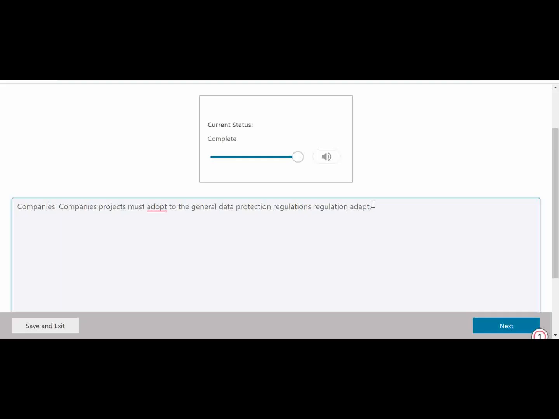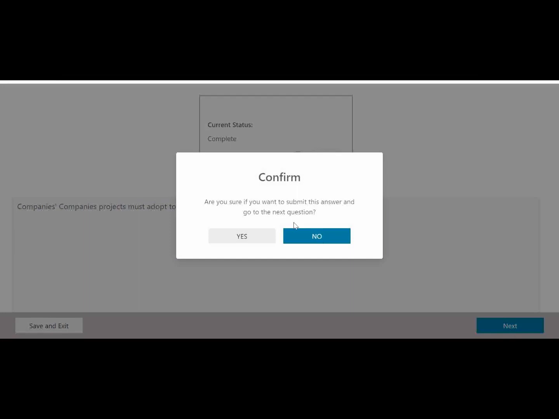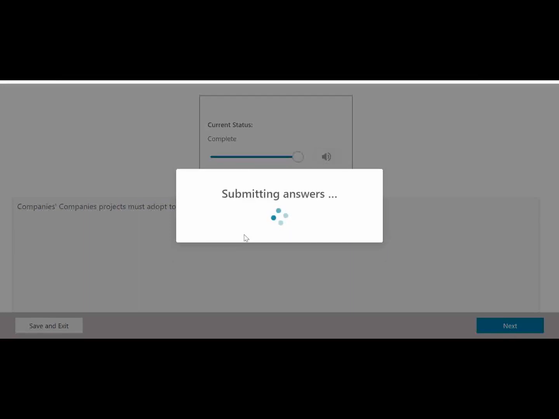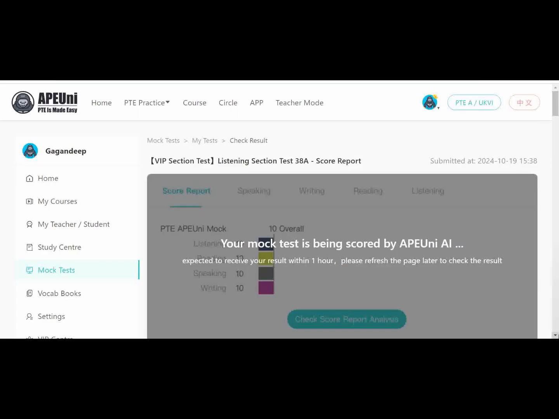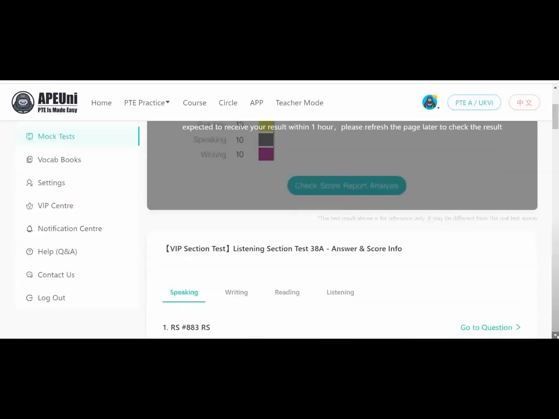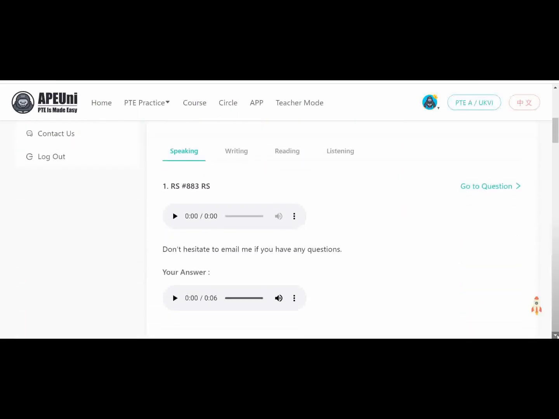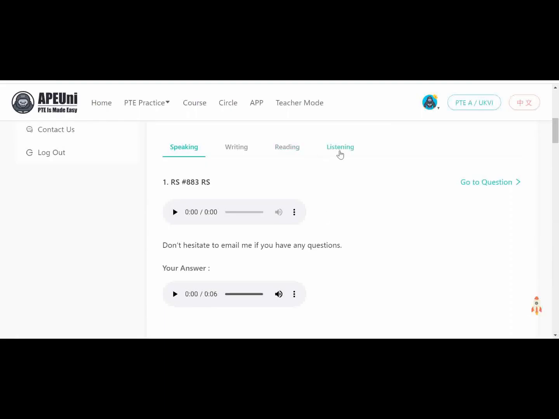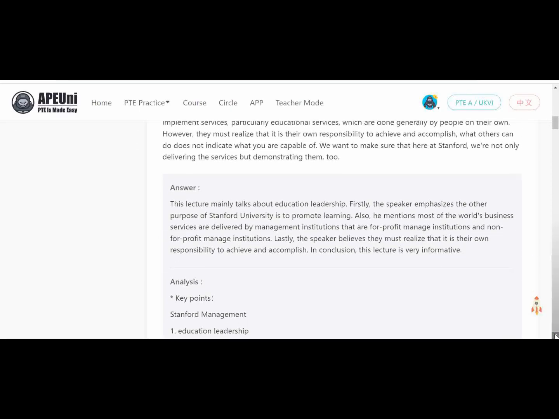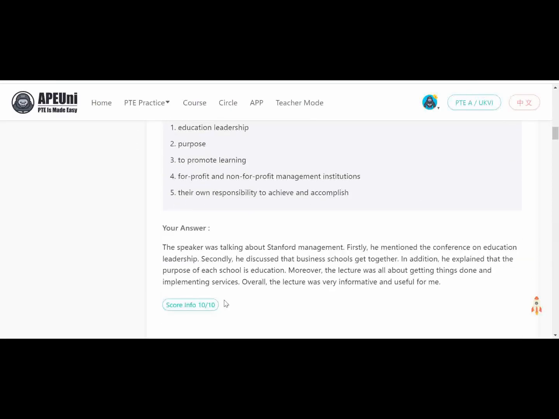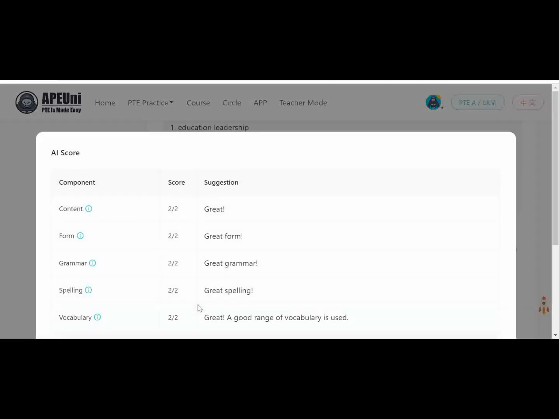Let's check the answers. It will take some time to conclude the result because the speaking part will take some time. So meanwhile we can check the answers of the listening section. This is the summarized spoken text, so you can check the phrases from here also.